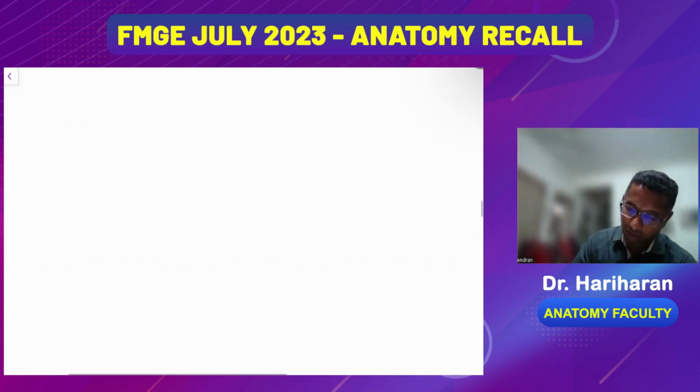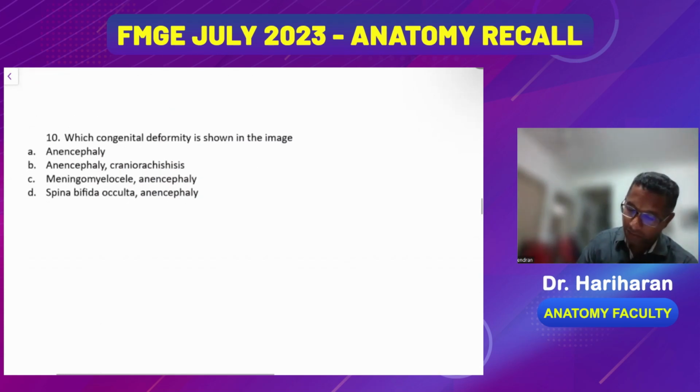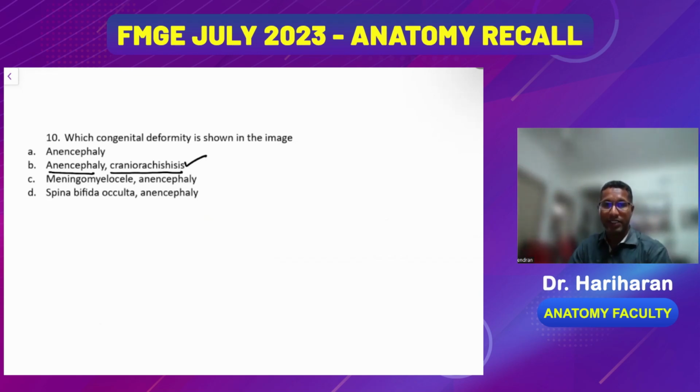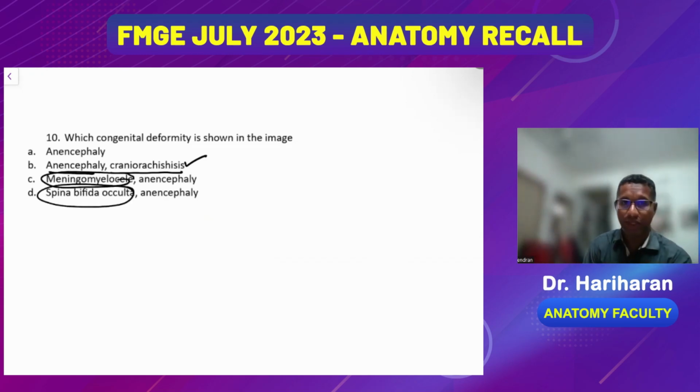So the congenital deformity shown is not only anencephaly, it is also the spine which is opened up. So that is called anencephaly and craniorachischisis. Okay, clear? If only the caudal part of the neural tube is not closed, then it results in conditions like meningomyelocele and spina bifida occulta. But when both the cranial and the entire neural tube are not closed, it results in anencephaly and rachischisis.